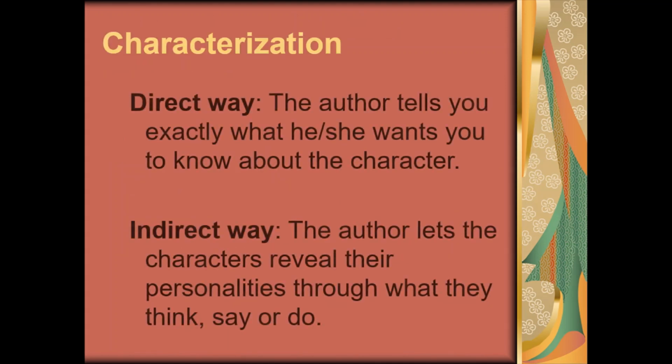So the first way is the direct way. The author tells you exactly what he/she wants you to know about the character. Ibig sabihin pag direct way, na-discuss na agad doon, implied na agad kung ano yung gustong sabihin ng writer about the character or the personality of the character. Sinabi niya kung mabait ba, hardworking ba, masama ba, direkta niyang sinabi kung ano ang ugaling meron ang character na yon.